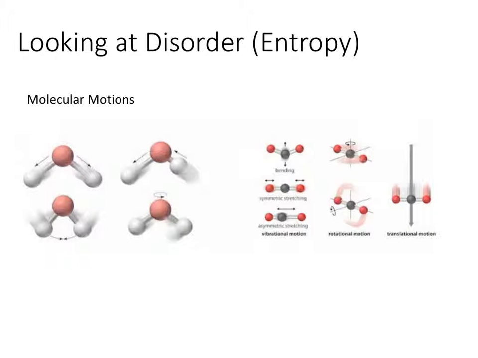Another way of looking at disorder is the movements associated with specific molecules. I'm going to first start with translational motion. Translational motion is associated with the 3D movement of a molecule or atom through space. As you have a molecule inside a container, the more space it has to move throughout the container, the more translational motion it has. So 3D motion is what we're talking about here, right?